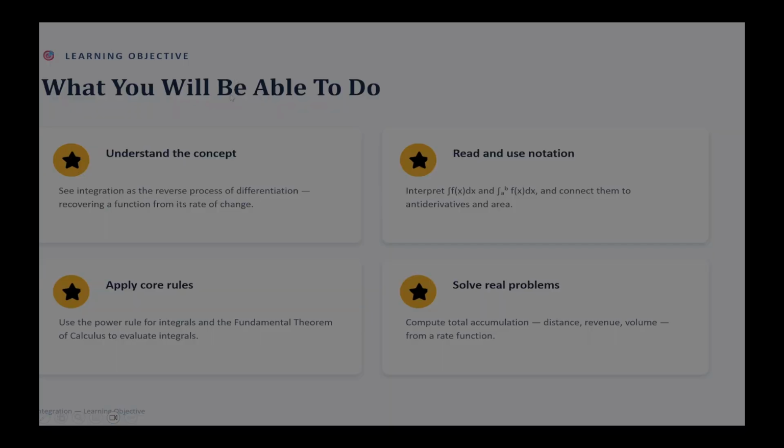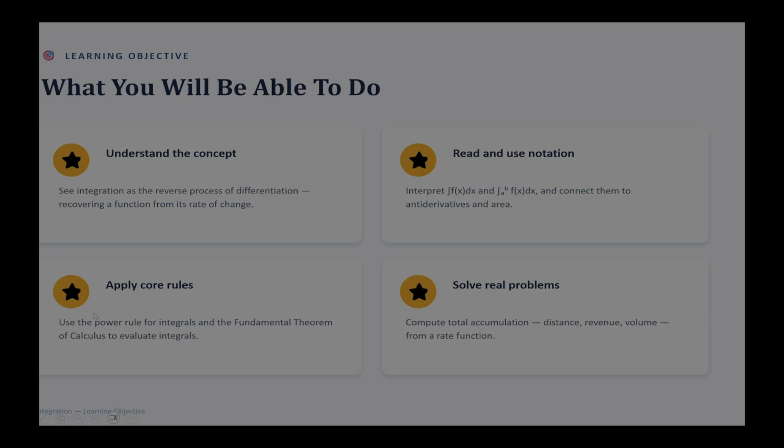All right, the learning objectives. What you will be able to do is understand the concept. We see integration as the reverse process of differentiation, recovering a function from its rate of change. Remember, we talked about differentiation as rate of change. Then we get the integral notation. We interpret this as the integral: we work out from A to B the accumulative area. So we connect the antiderivative and area. We talk about integration and area.